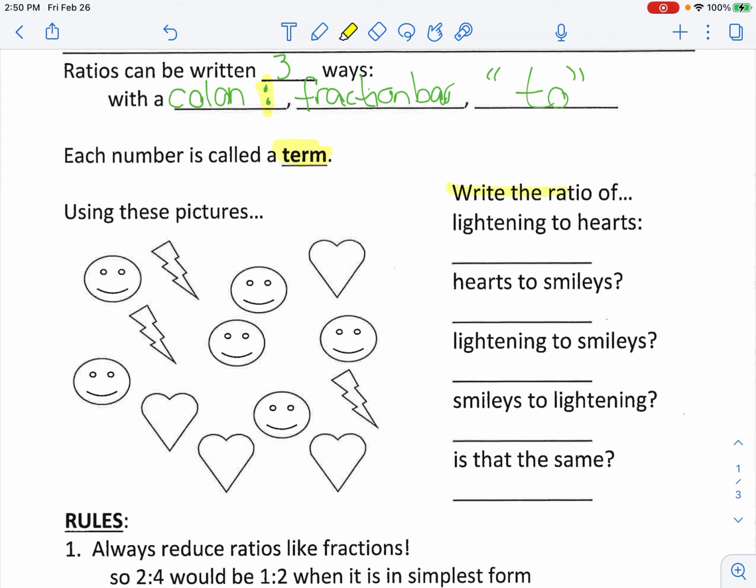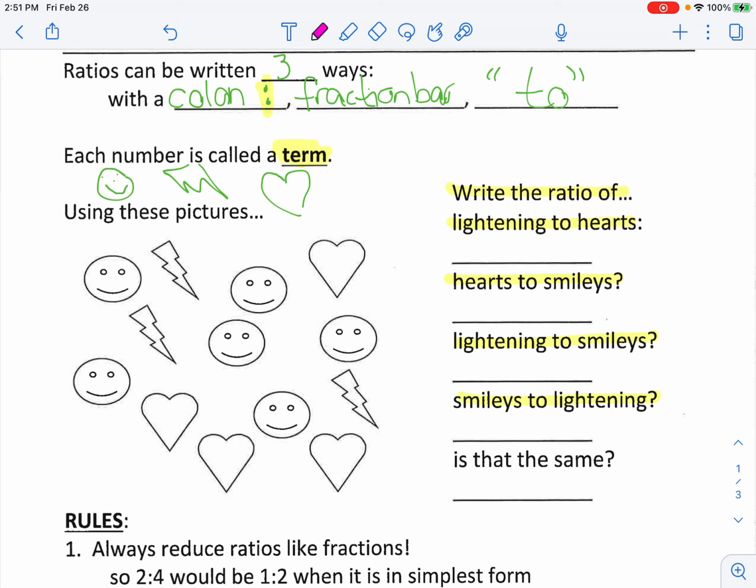All right, so directions over here, it says to write the ratio of lightning to hearts, hearts to smileys, lightning to smileys, smileys to lightning. And so before we start, I'm going to go ahead and count to see how much I have of each. So I'm going to make myself a little key. I would suggest doing this anytime you're comparing figures like this. Go ahead and make yourself a key. Otherwise, you're going to have to keep going back and recounting each item to solve each problem.